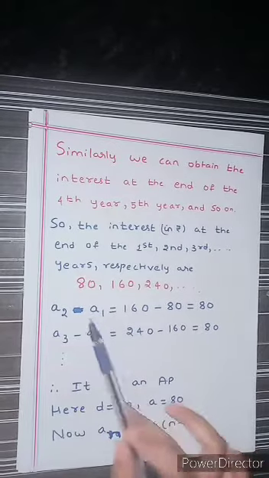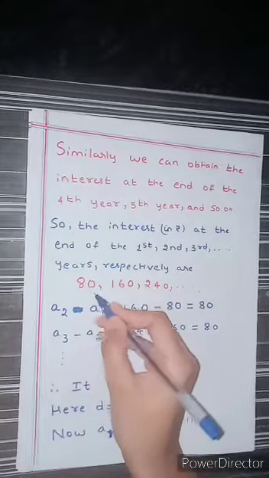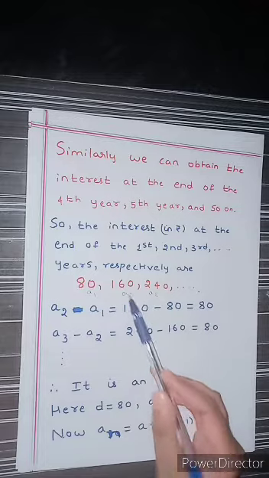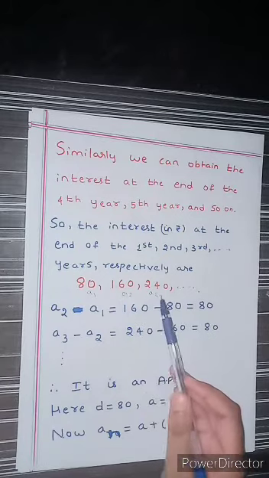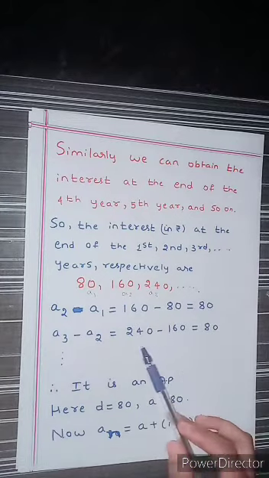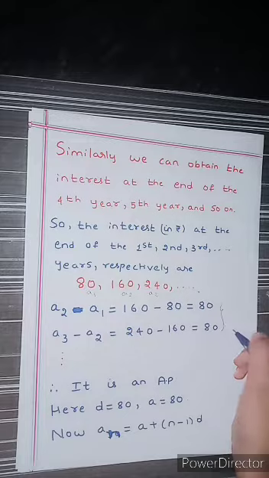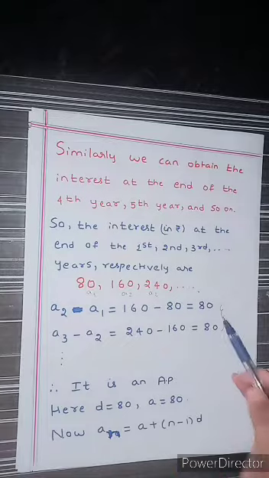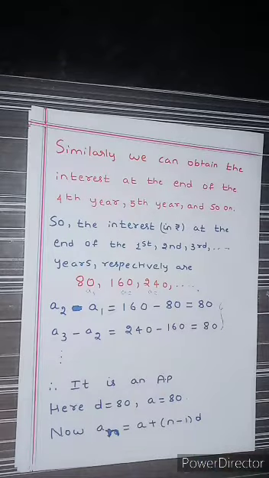As I told you, we have to check whether these terms form an AP or not. For the terms to form an AP, the difference between two consecutive numbers should be same, right? So this is A1, A2, A3 and so on. A2 minus A1. A2 is 160 minus A1 is 80. 160 minus 80 is 80. Next A3 minus A2. A3 is 240 minus A2 is 160. 240 minus 160 is 80 and so on. As you can see, the difference between two consecutive numbers is same. So the given terms form an AP. Here common difference D is 80, right? And first term A is 80.